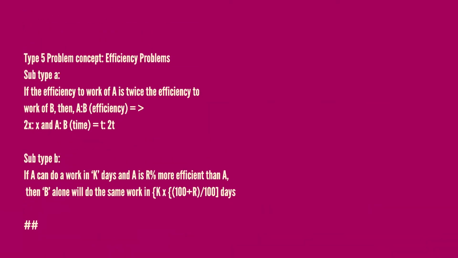Or if we say that A is 40% faster than B, or A is 40% more efficient than B, then B will take 140% of A's time to finish the work, right? So this is the basic concept of the type 5 problem, the efficiency type problem. Efficiency will transfer to the other side. So A is 20% more efficient or 30% more efficient.